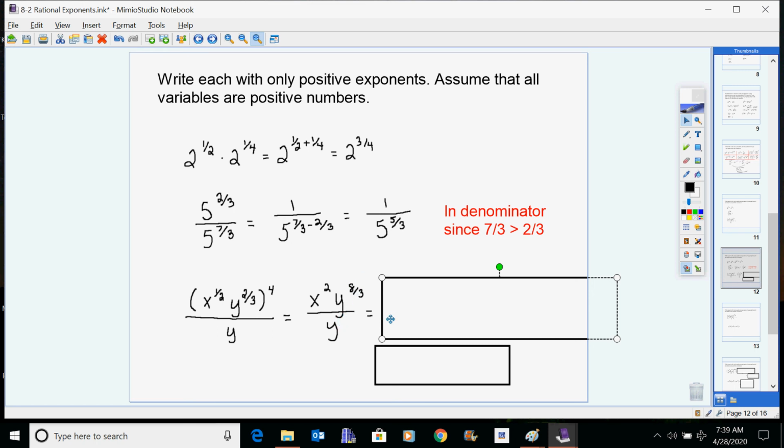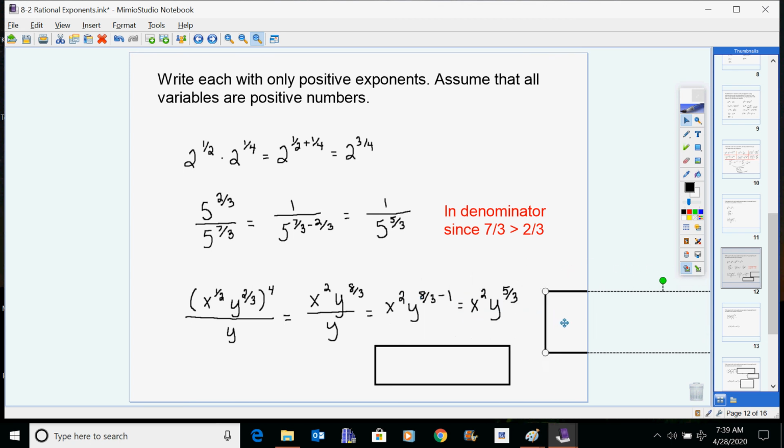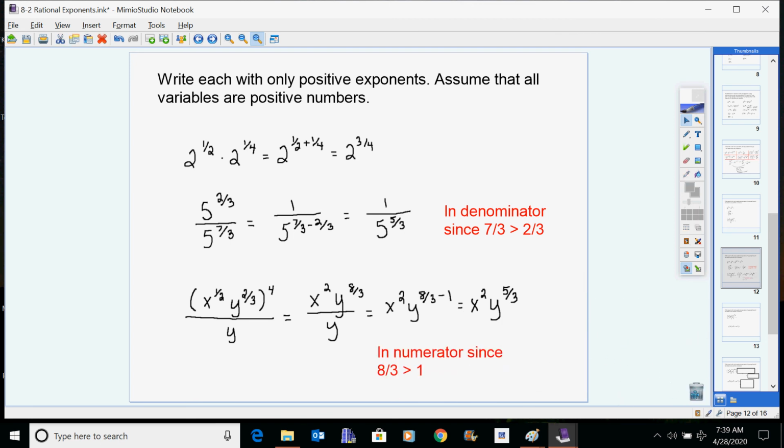8/3 though is bigger than 1, so that will take it to the numerator. And 8/3 minus 1 is 5/3. And so our simplified form looks like that. So be careful. You're always looking for where the greater exponent is when you've got like bases to figure out where it belongs after you simplify.